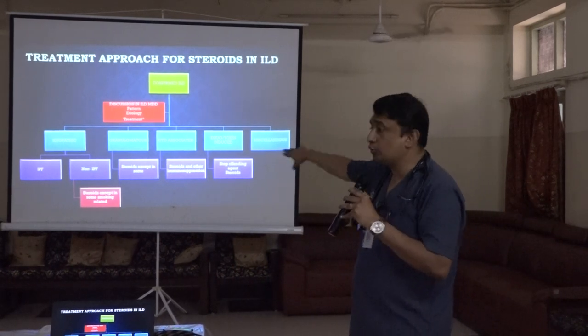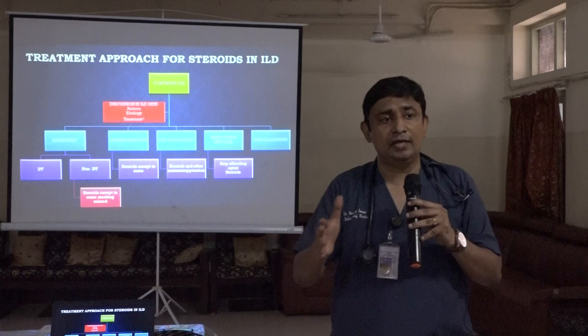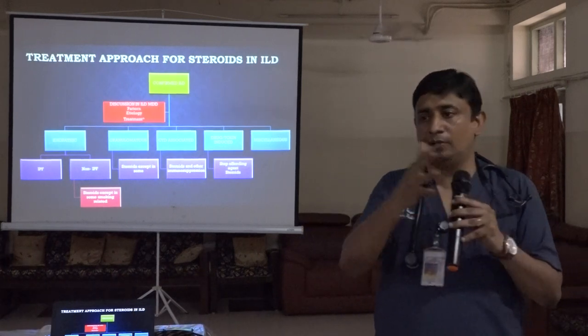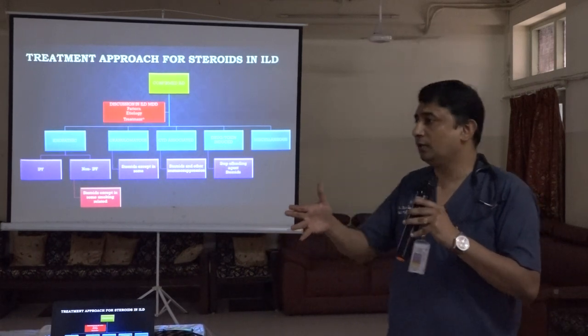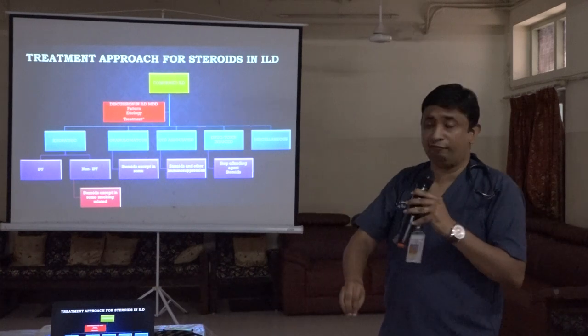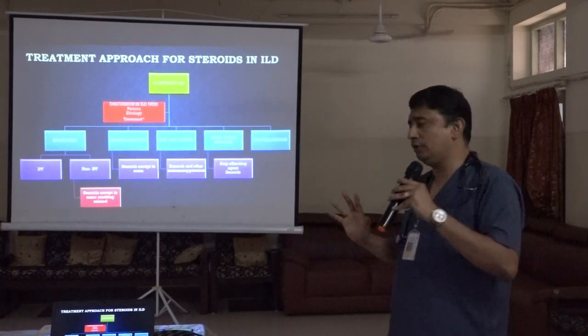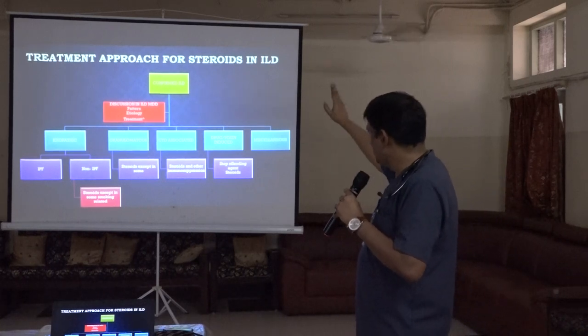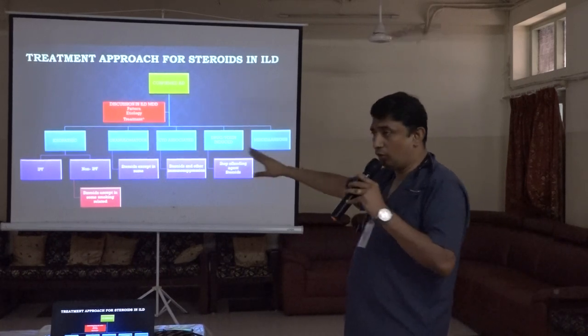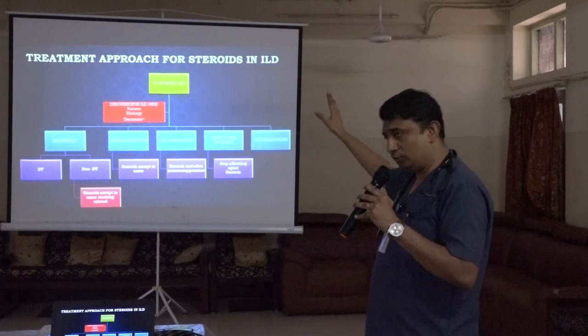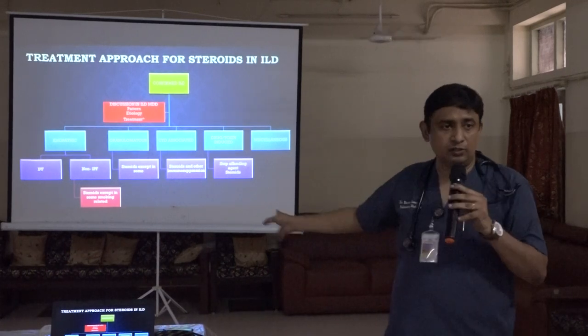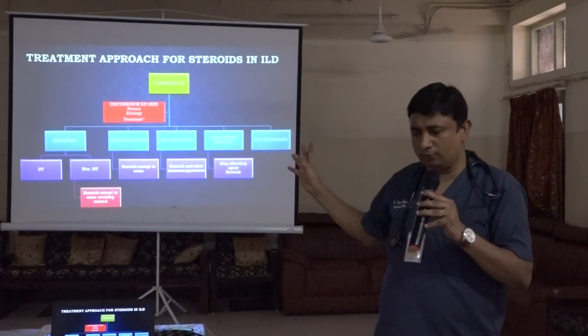If it's granulomatous, you have to give steroids in everyone, except a stage 1 asymptomatic sarcoid, stage 2 asymptomatic, or stage 4 without active inflammation. Or in some HP, which is mild, you're just treating with inhalers, you don't need to. CTD associated, yes, you have to give it along with other immunosuppression. Drug induced, again, yes. Miscellaneous is where LAM, LCH come. No, not much role of steroids.